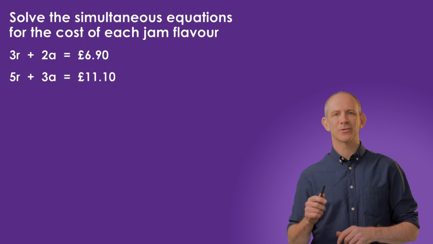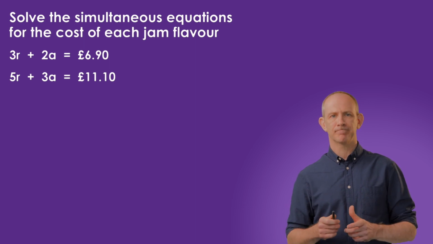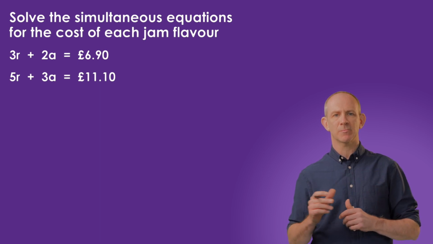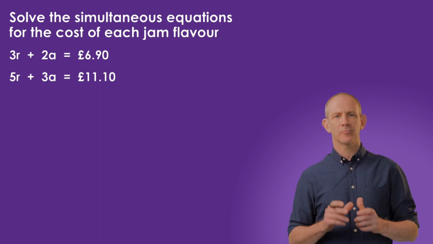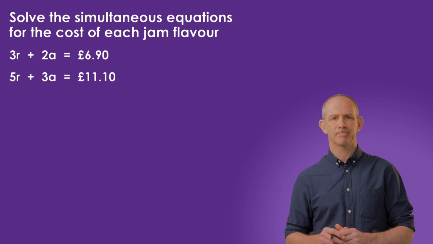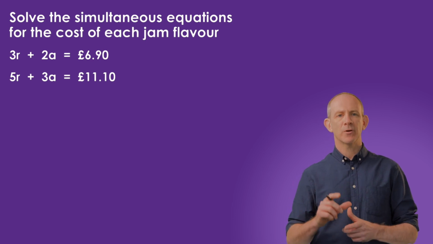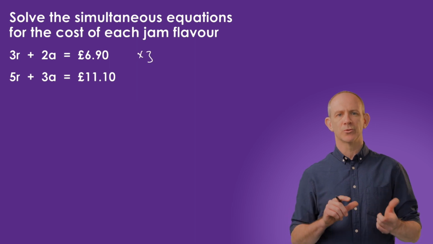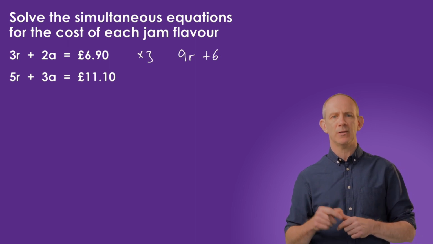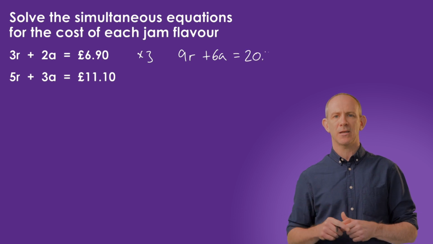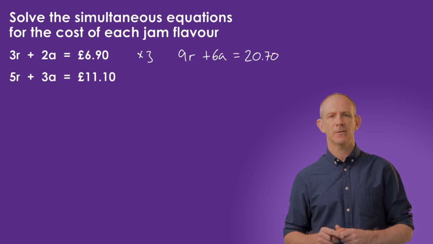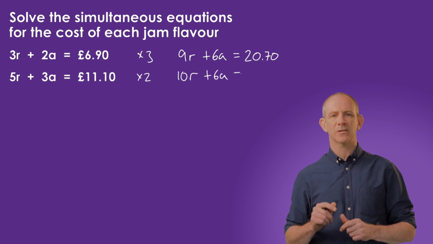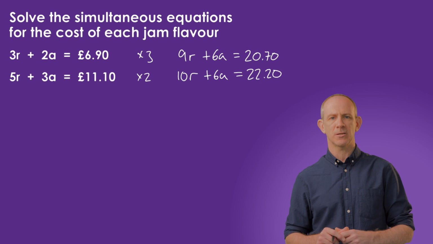So now we can return to the original problem of Simon's gem. We've got the two equations, 3r plus 2a equals £6.90 and 5r plus 3a equals £11.10. Let's get rid of the apricot jam in order to find out how much the raspberry jam is worth. So what we'll do is we'll times the first equation by 3 to get 9r plus 6a equals £20.70, and equation 2 will multiply by 2 to get 10r plus 6a equals £22.20.